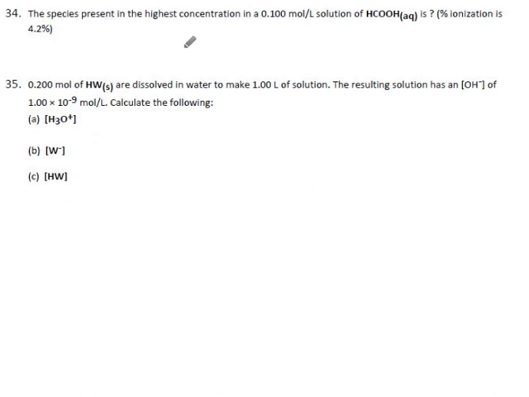Okay, the species present in the highest concentration in a 0.1 mole per liter solution of formic acid. Okay, so formic acid is a weak acid. It's not one of the top 6. So if you put it in water, in theory it wants to do this. It wants to give away hydrogen and become HCOO minus and produce H3O.